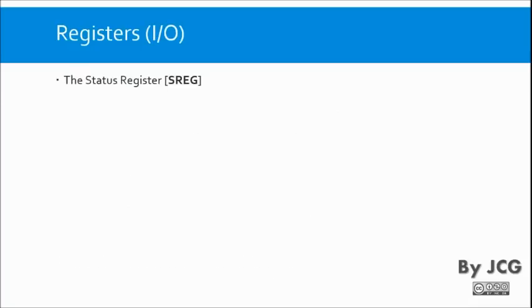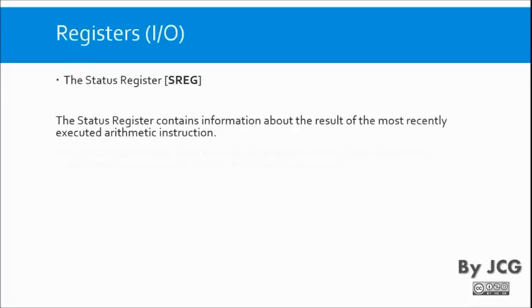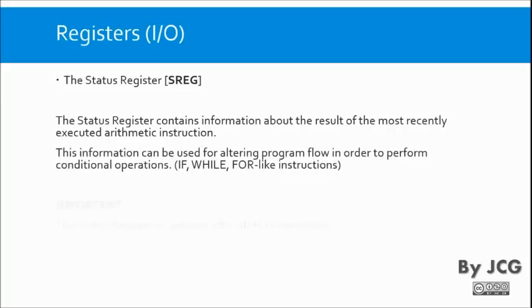Now let's talk about the status register. The status register contains information about the result of the most recently executed arithmetic instruction. Remember, it is not the result, but information about the result. This information can be used for altering the program flow in order to perform conditional operations. Just a note, we don't have the if, while, and for instructions in the microcontroller, but we can do something like those with other instructions.